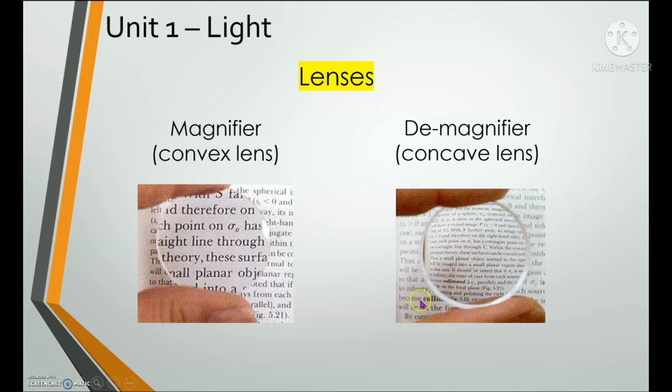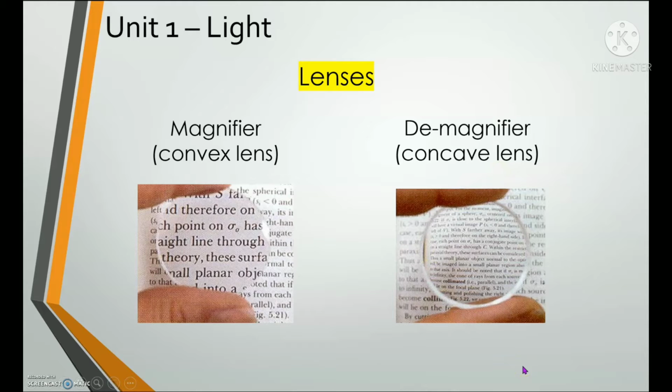Now let's go to the next one, the magnifier or a concave lens. Okay, so this is the regular writing in the paper. The magnifier reduces the size of the image or a picture. As we can see in this picture, the regular writing is reduced in size. That is the demagnifier or what we call concave lens.